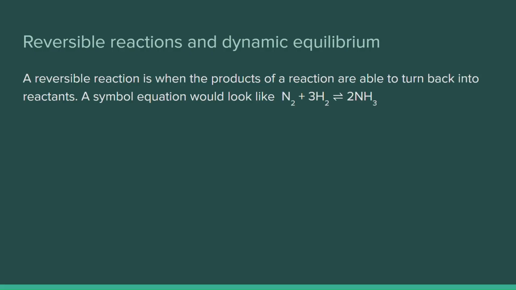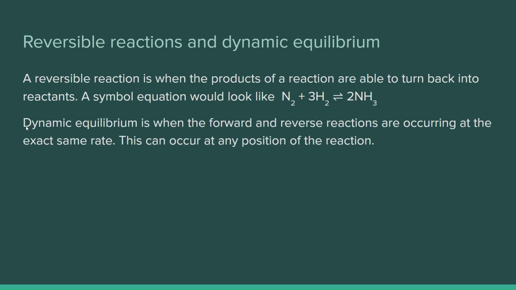Now we're on to reversible reactions and dynamic equilibrium. A reversible reaction is when the products of a reaction are able to turn back into reactants. A simple example would be N2 plus 3H2 creates 2NH3, but that can actually turn back into N2 plus 3H2, and this is the reaction in the Haber process.